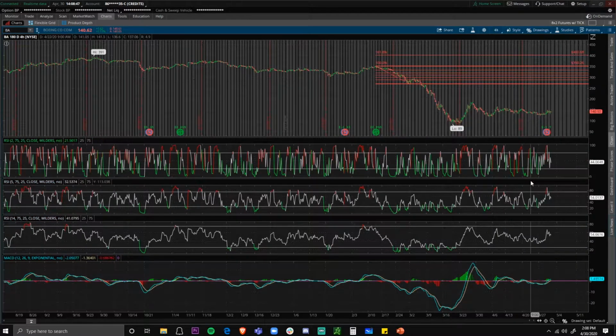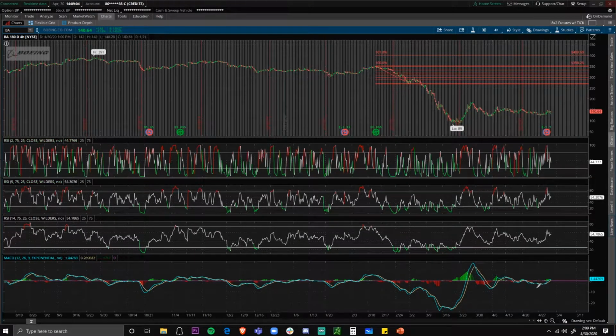We'll take a look at Boeing, and I run 3 RSI indicators: a very short term, a shorter term, and then about the average or normal that everyone runs. That's 14 by 75 by 25, and then a MACD.